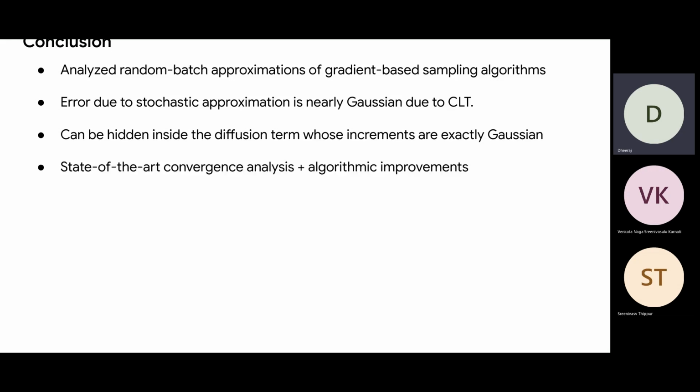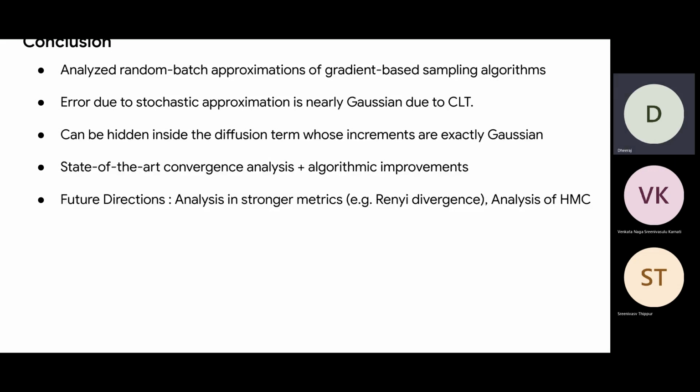Doing this in a smart way gives us state-of-the-art convergence analysis and algorithmic improvement techniques, by using the covariance direction. And this has a rich range of future directions. We can try to analyze this in stronger metrics like Rényi divergences, which are stronger than KL divergences. We can consider Hamiltonian Monte Carlo and extend it in that direction. That shouldn't be too hard, I think.